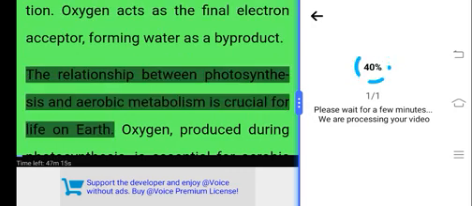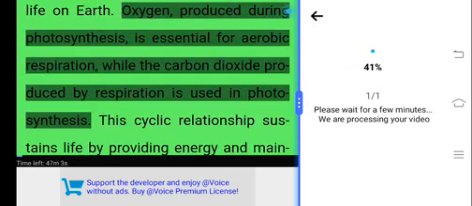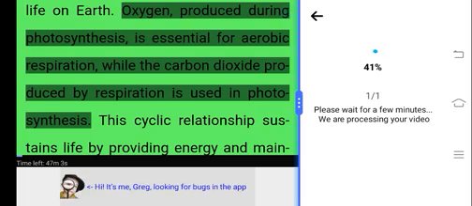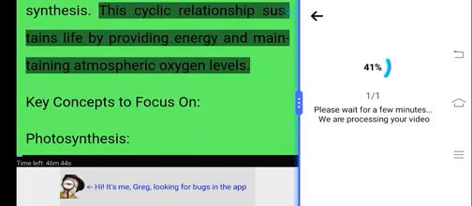The relationship between photosynthesis and aerobic metabolism is crucial for life on Earth. Oxygen, produced during photosynthesis, is essential for aerobic respiration, while the carbon dioxide produced by respiration is used in photosynthesis. This cyclic relationship sustains life by providing energy and maintaining atmospheric oxygen levels.